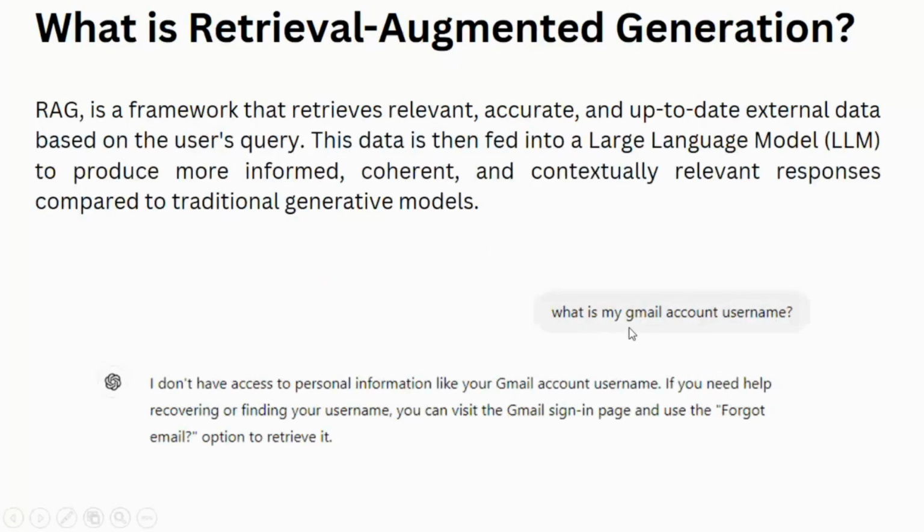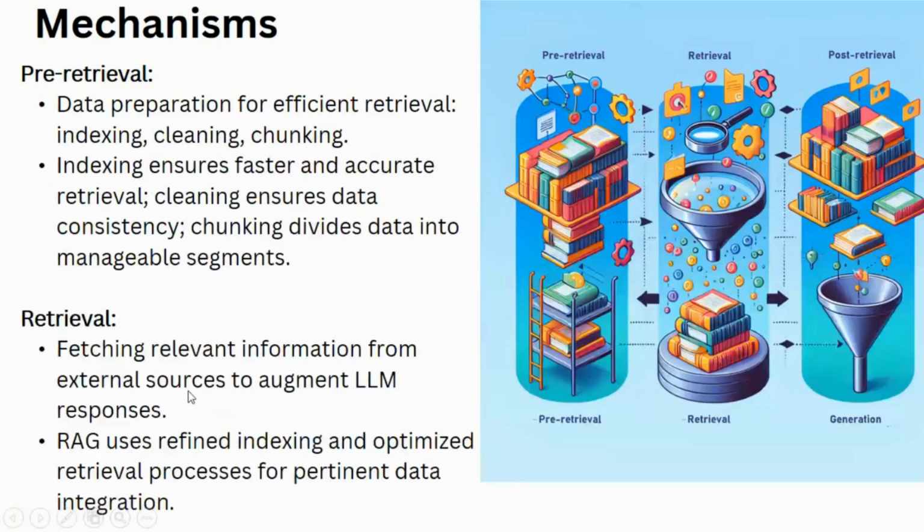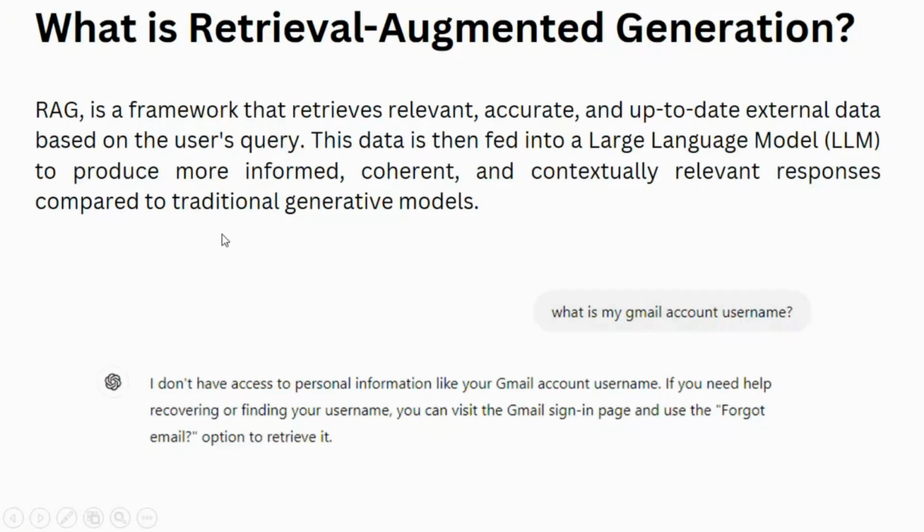For example, you can see I asked what is my Gmail account username. Even though I have logged in, it was unable to answer it. So to overcome that, we go to the retrieval augmented generation model.